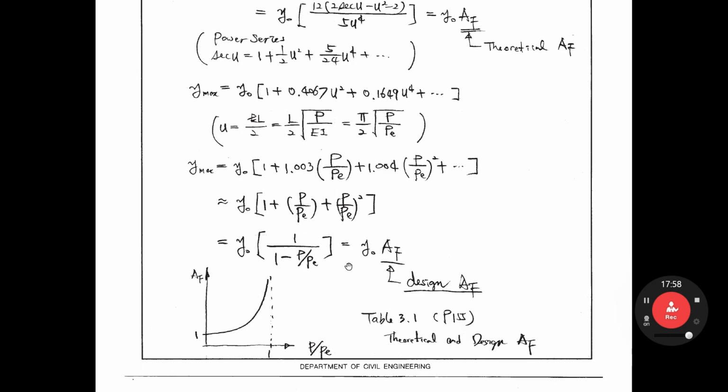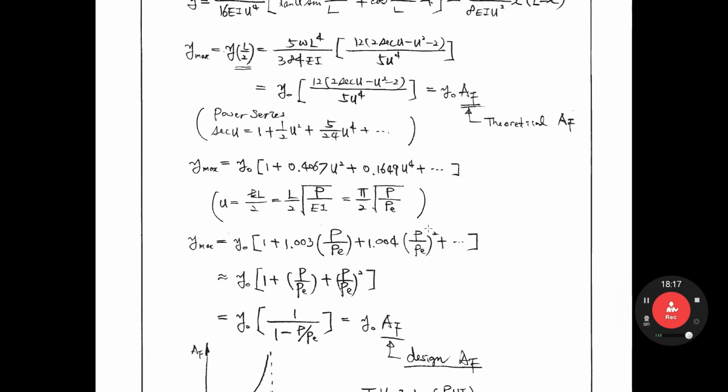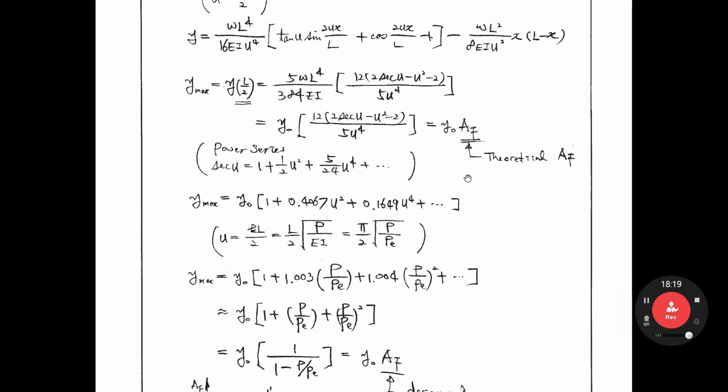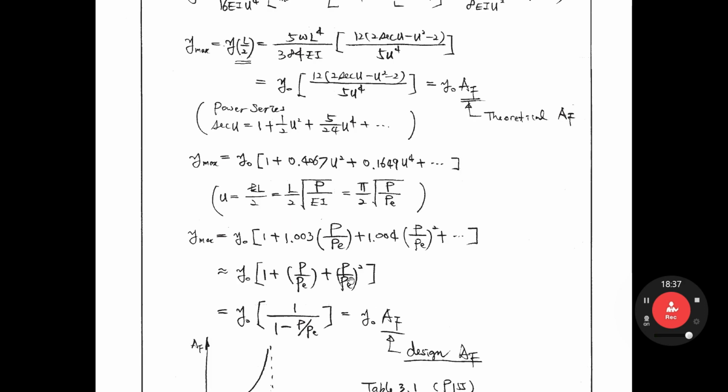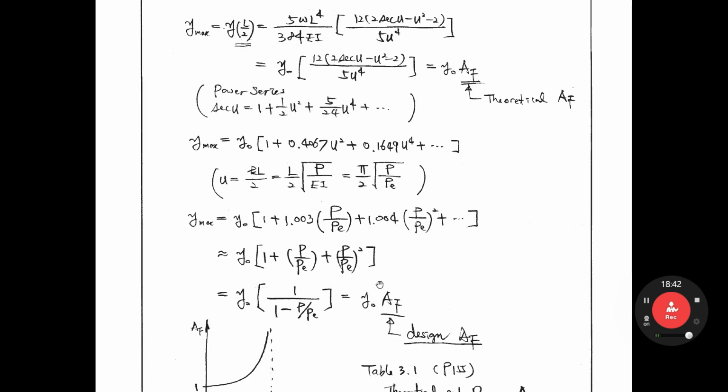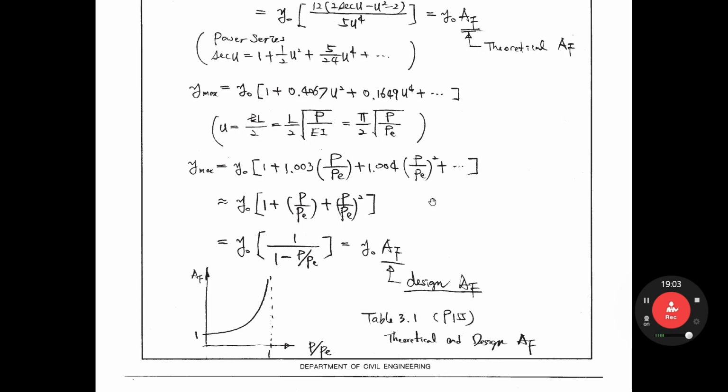So here, first order deflection, this one is second order deflection, equal to first order deflection times something. What is this? Amplification factor. So here, this amplification factor is a theoretical amplification factor. Then we use some power series expansion. We make it simple. So this one is a design amplification factor. Okay. This one is very close to the theoretical amplification factor, but not identical to each other.